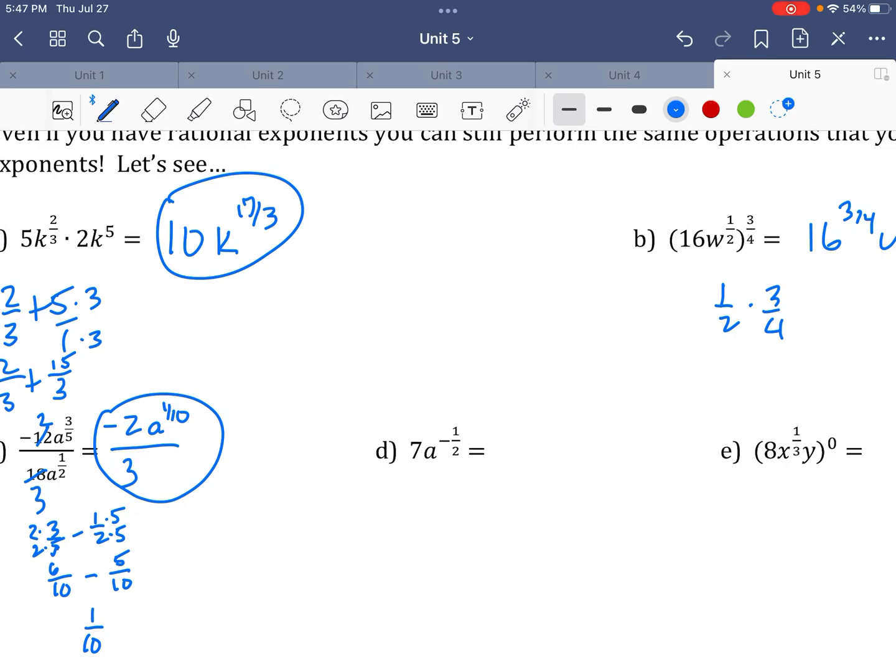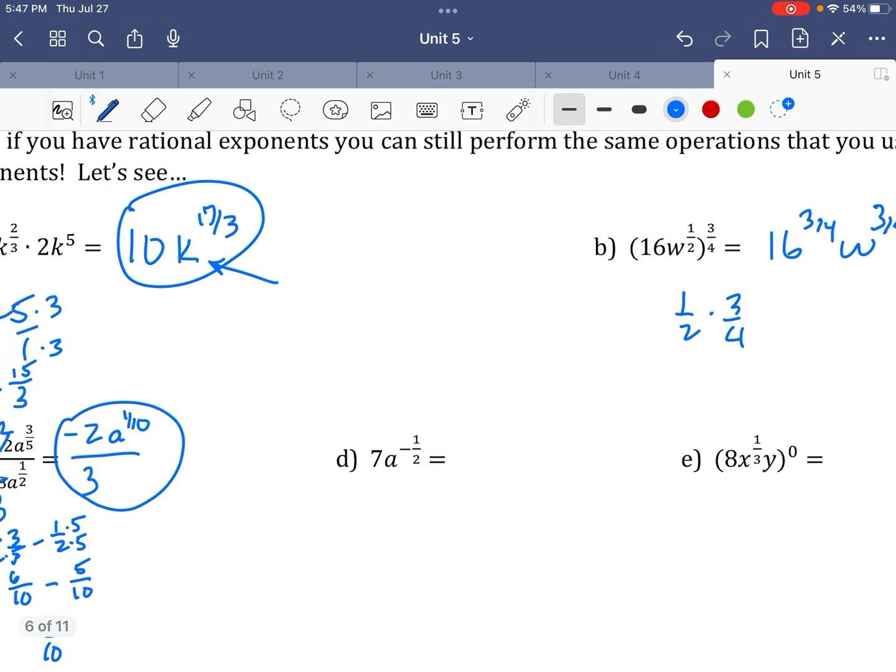When you see fractions for exponents, there's no reason to go and write it as a radical. Like, you don't have to write this as a radical, like a cube root or something like that. Just leave it like this, unless somebody tells you different.